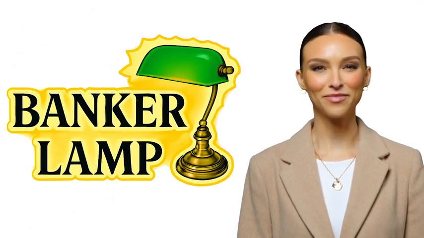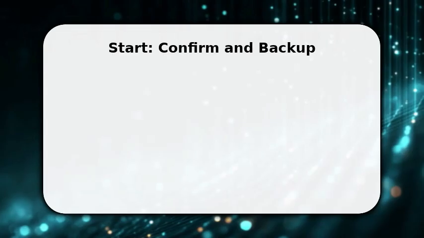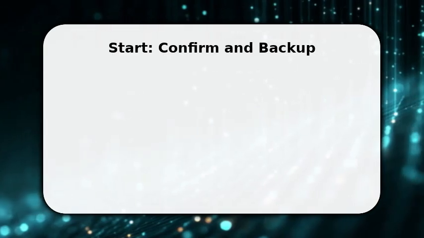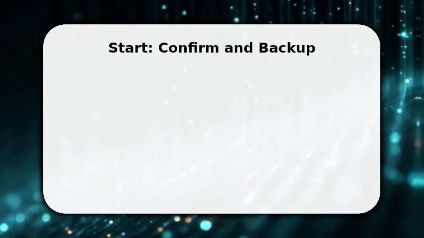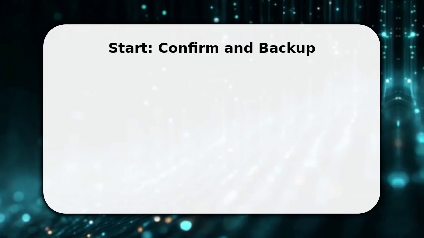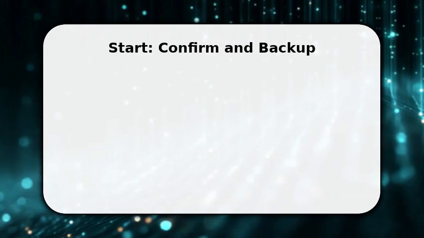Please enjoy the video. You begin by confirming where space is used and making a safety copy. Open storage settings, note the drive and free GB, then copy critical folders to an external disk or cloud.